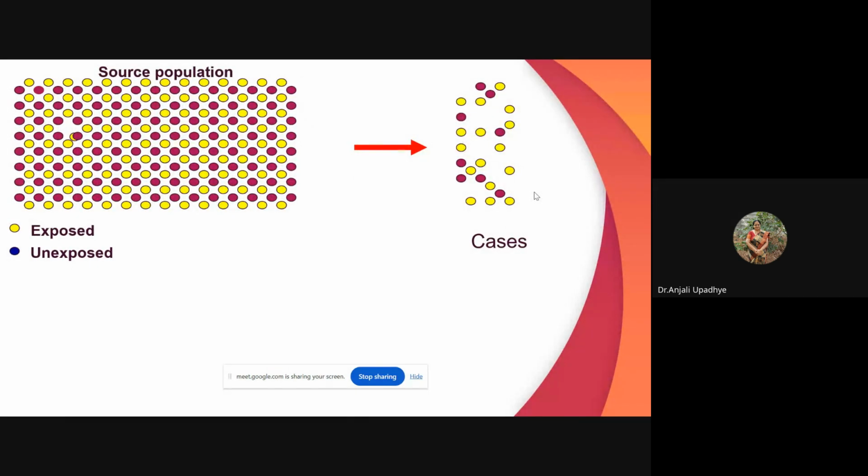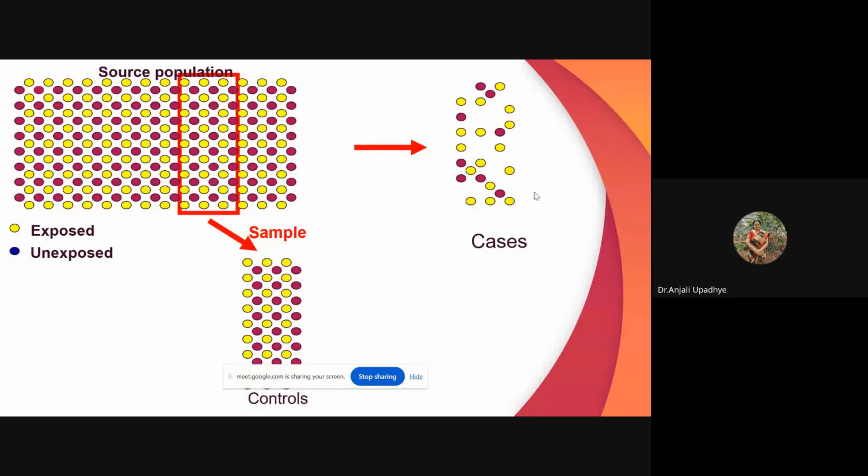Now you can see over here the source population. This is a source population. Yellow ones are exposed to the disease, and the blue ones are unexposed to the disease. The blue dots are not here. And the cases: these are some of the cases that we have studied.